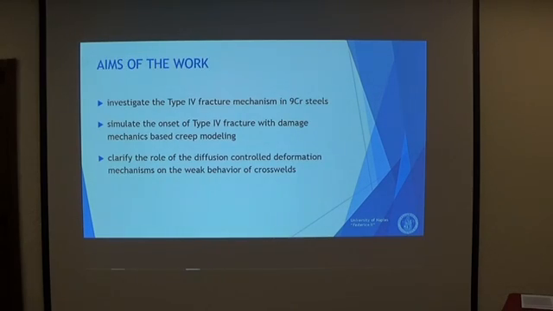So the aim of this work is to investigate the type 4 fracture mechanism in a 9-chromium steel, P91 steel. And I will try to simulate the onset of type 4 fracture with a damage mechanics approach. And by performing a parametric study, we try to clarify the role of the diffusion control of the deformation mechanism for this issue.